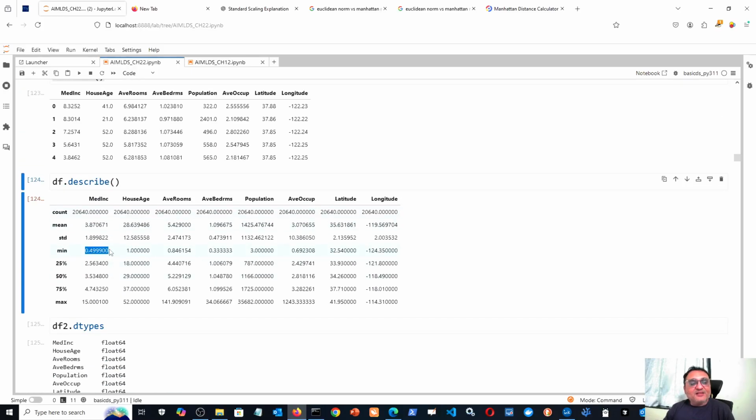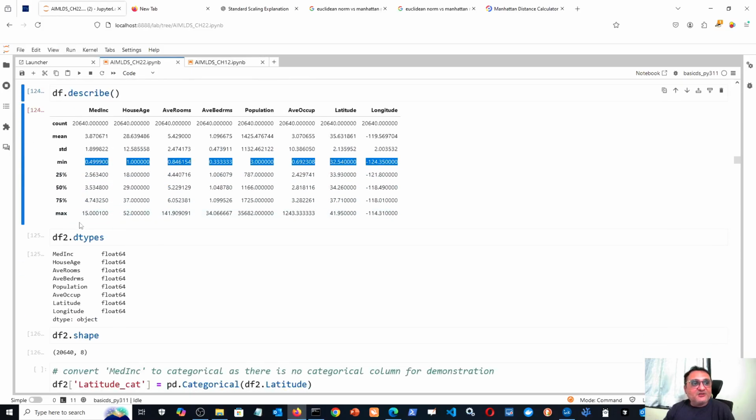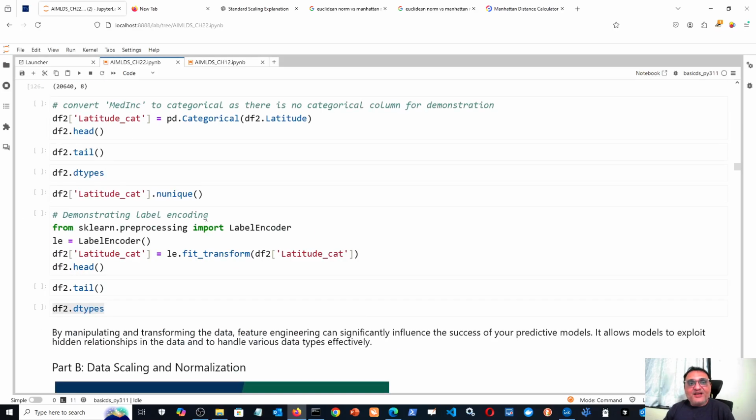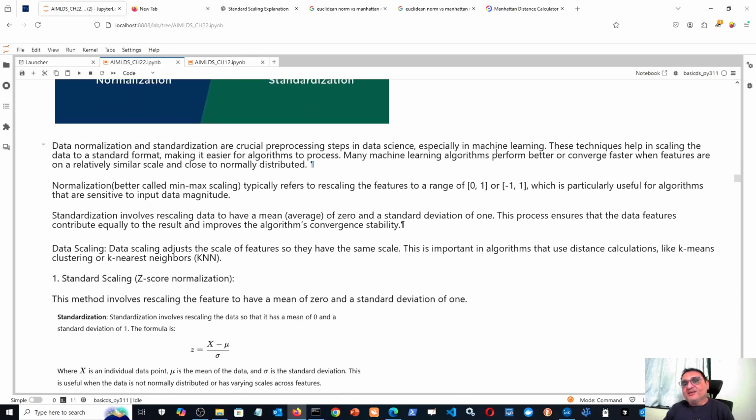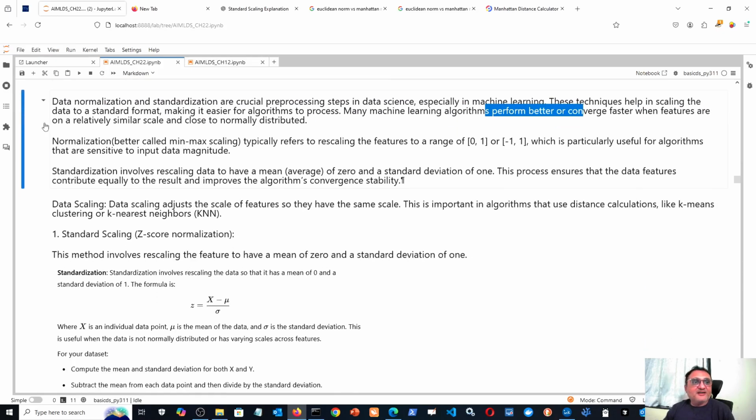And if you do, for example, min-max scaling 0 to 1, then what will happen? The minimum value of all the columns would be 0 and the maximum value of all the columns would be 1. Okay, so all are on the same scale. Then your algorithm will converge very fast. Not only that, even the result obtained would be better. So the performance of the model will also be better, right?